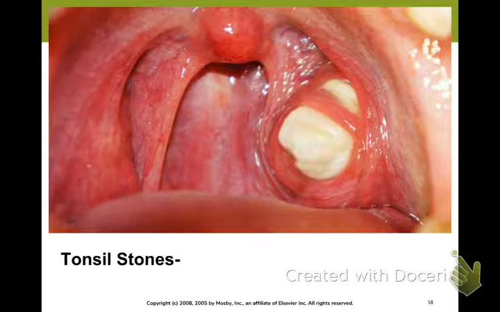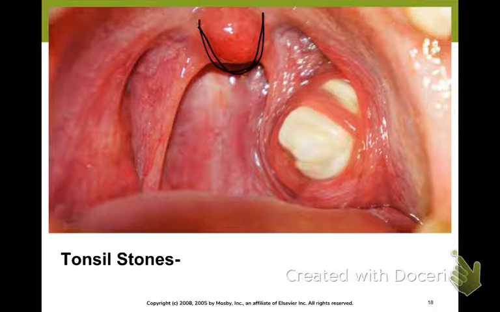This is something that some of you may have seen. These are tonsil stones. Your tonsils have pockets, and they can get food and dead skin cells and things like that in them. And you can get these hard clumps of material inside your tonsils, and these are tonsil stones, and a lot of times people get their tonsils removed.